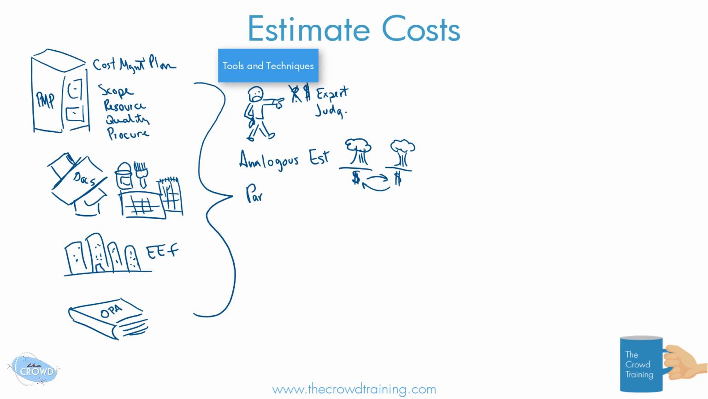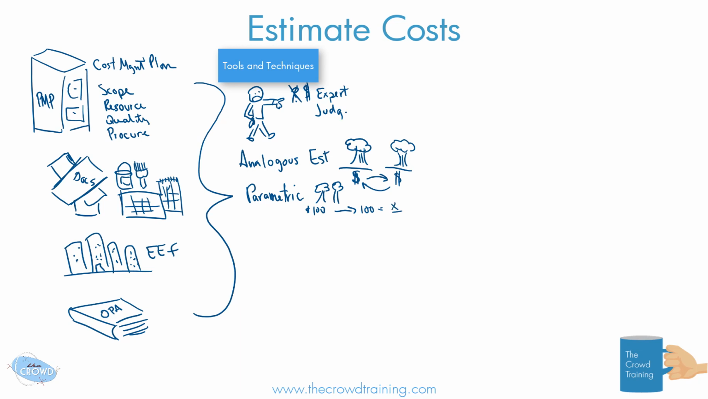Also, you can use your parametric. Now, the parametric, well, maybe even in this case of the tree planting, if we have to do a whole bunch of trees throughout our park, we might say if this one tree is going to cost us $100 and we have 100 trees to plant, well, then that gives us an estimate to go off of.